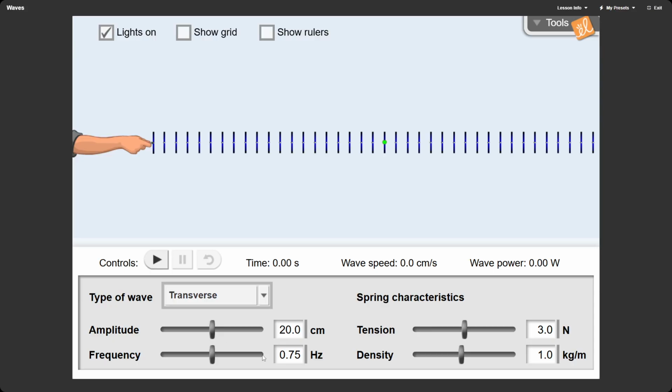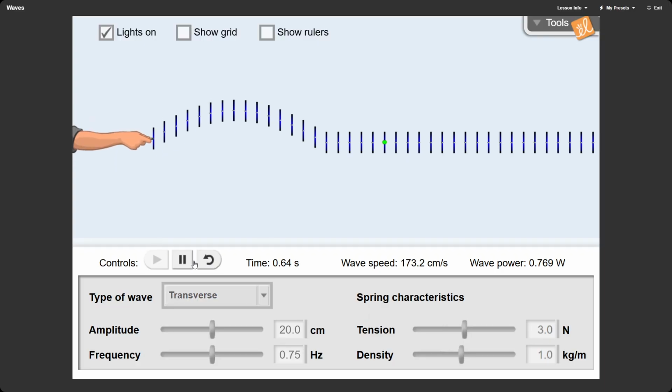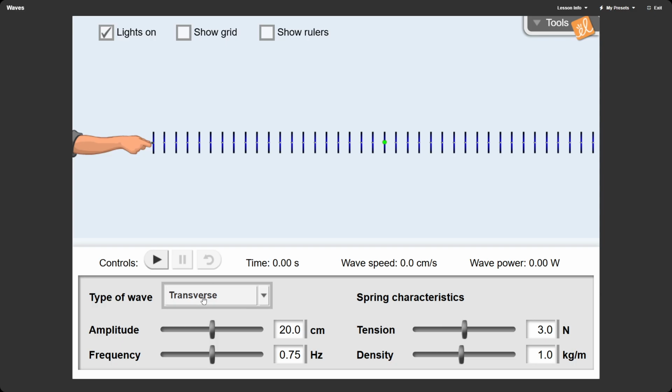Again, we need to set the amplitude at 20. Make sure you have it at transverse. If you haven't already done so, you may have to reset it. So transverse, amplitude at 20, your frequency at 0.75, which is already set, tension at 3, and 1 kilo. So all of those are presets. That should be fine. Then it says, question, what factors affect the wavelength, speed, and power of waves?